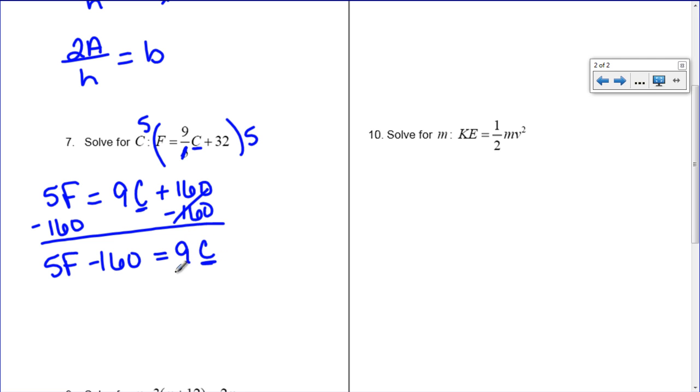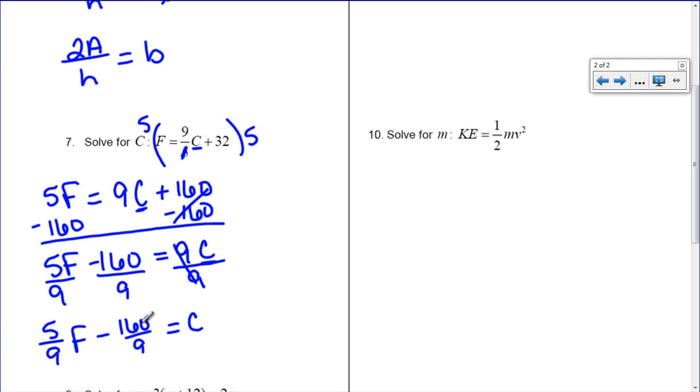Well, to get C by itself, I'm going to divide by 9. And I have to divide both of these parts by 9 as well. Well, 5 divided by 9 is not a very nice number, so I'm going to leave it as 5/9 F. And 160 divided by 9 is also not a very nice number. So I'm also going to leave that over 9. And that gives me C.